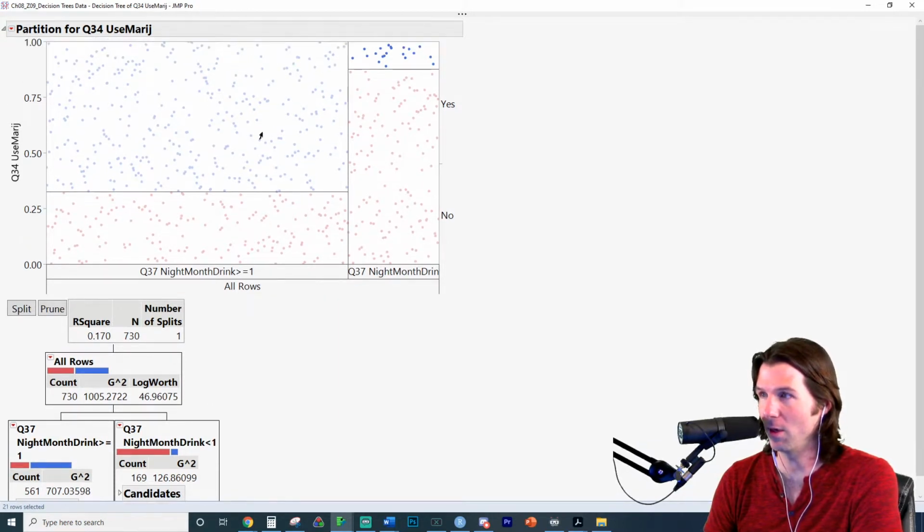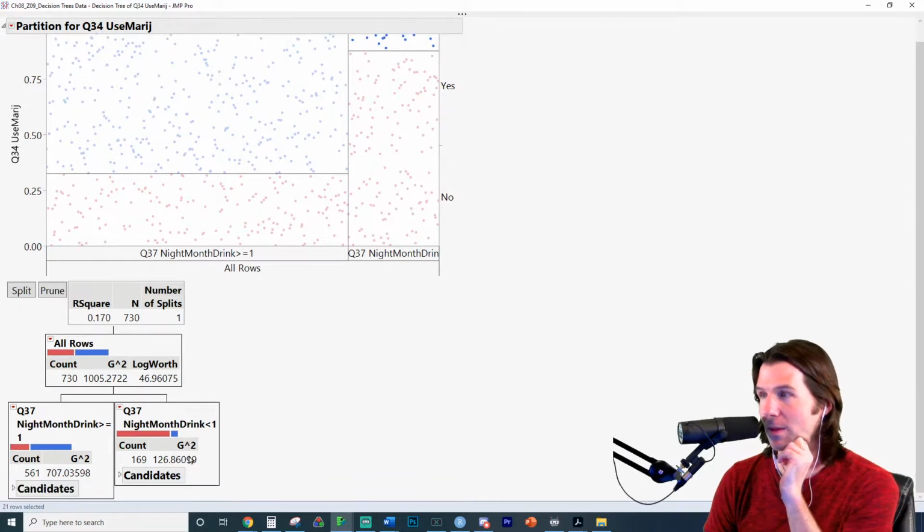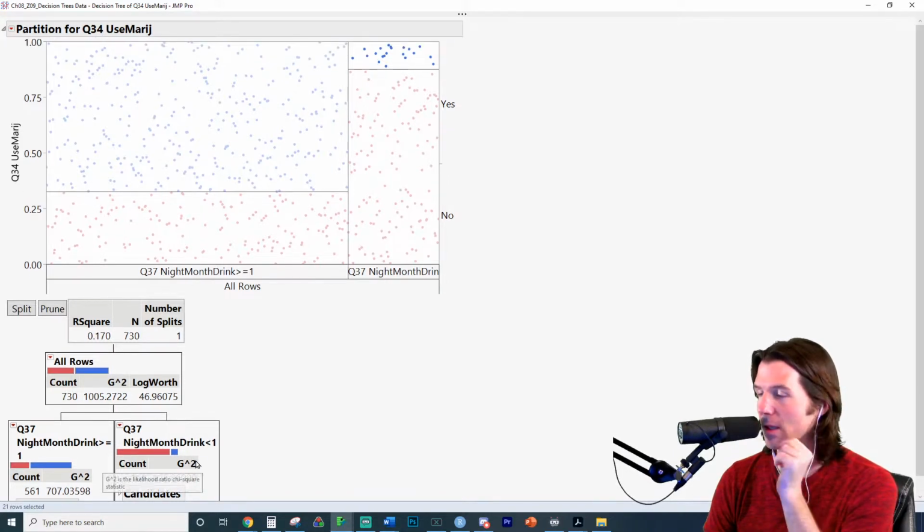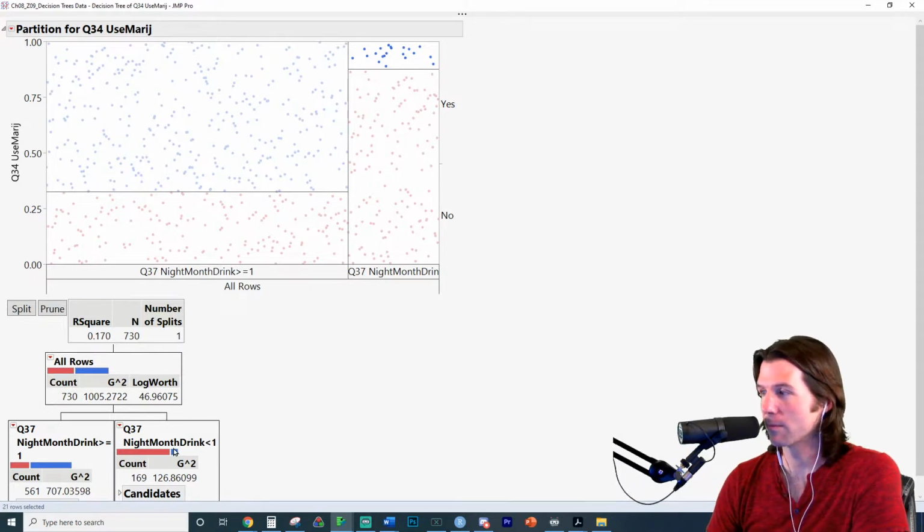You see how this is leaf 1, this is leaf 2, this is leaf 1 right here, this is leaf 2, and you see this blue area right here? What can you tell me about these people right here? Tell me about their X characteristic. It says Q37, nights a month drink, less than 1.